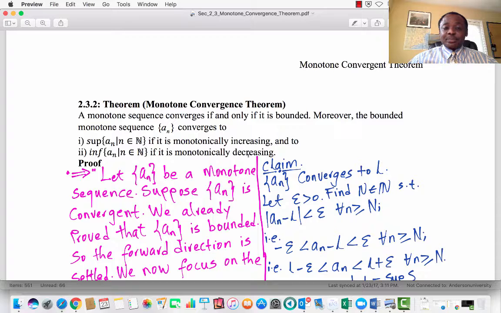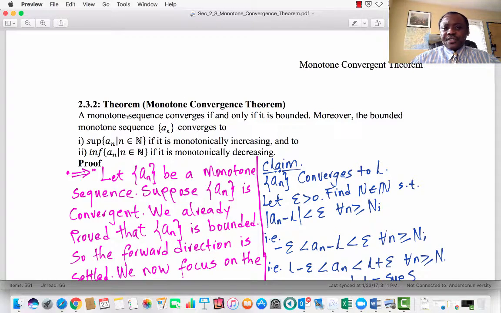Here we are, Subsection 2.3.2, Theorem, MCT, the Monotone Convergence Theorem. A monotone sequence converges if and only if it is bounded. In other words, if an is a monotone sequence, then boundedness implies convergence. Whether an is monotone or not, convergence implies bounded. So the extra condition that is supposed to be added to the boundedness of a sequence to guarantee convergence is monotone.